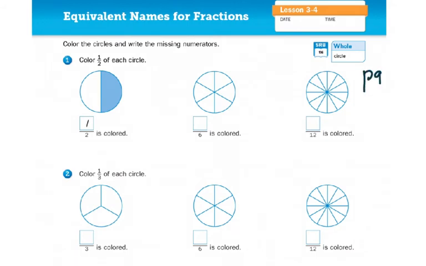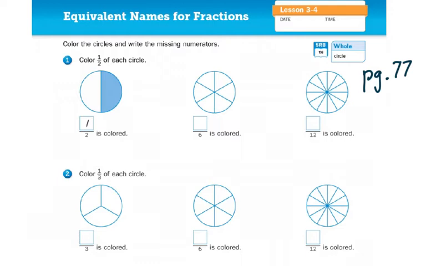You're going to go to page 77 in your math journal, and it says equivalent names for fractions. You're going to do some coloring in of circles and writing some missing numerators, which is the top number of a fraction. If you want to go ahead and pause the video and get markers to make it a little bit quicker, you are welcome to. Go ahead and pause the video if needed.